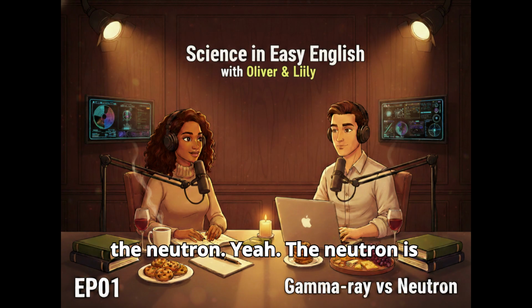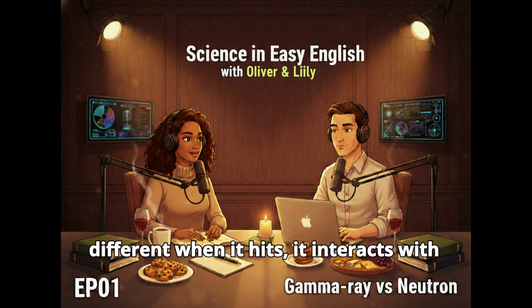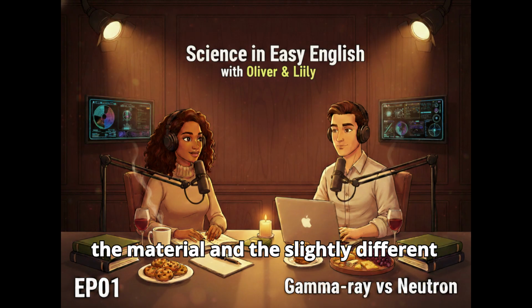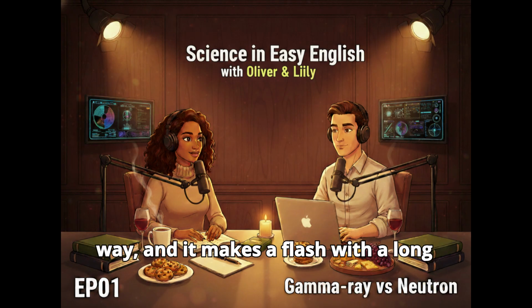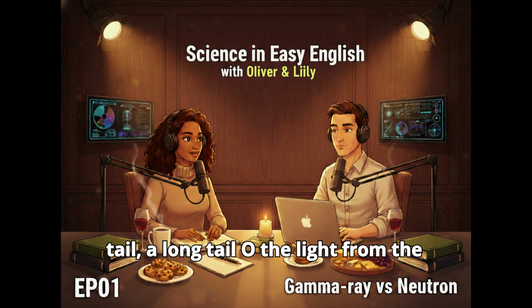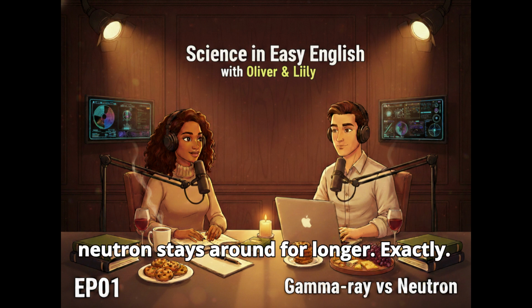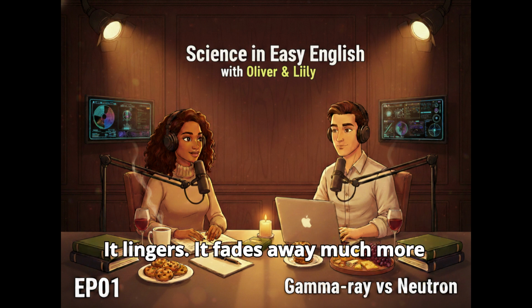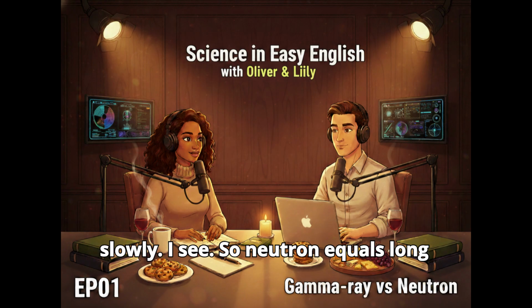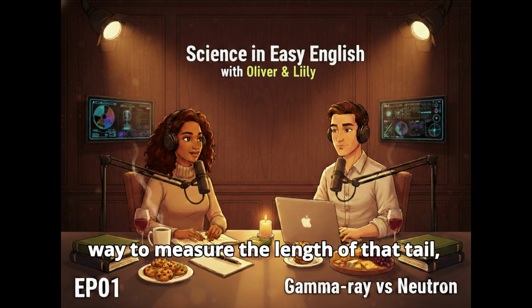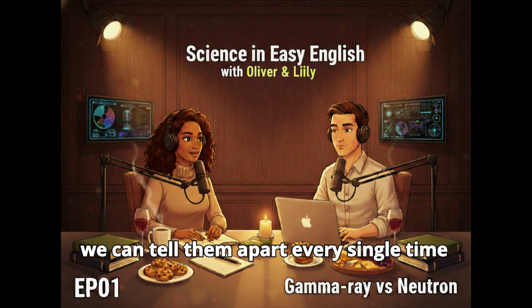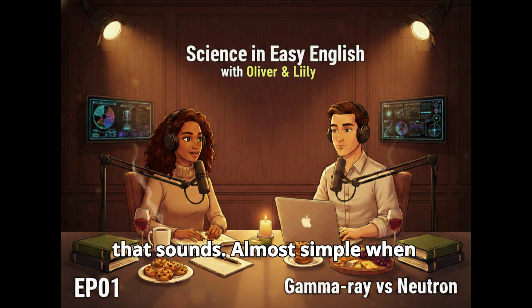But the neutron is different. When it hits, it interacts with the material in a slightly different way, and it makes a flash with a long tail. A long tail. So the light from the neutron stays around for longer. Exactly. It lingers. It fades away much more slowly. I see. So neutron equals long tail. You've got it. So if we can find a way to measure the length of that tail, we can tell them apart every single time. That sounds almost simple when you put it like that.